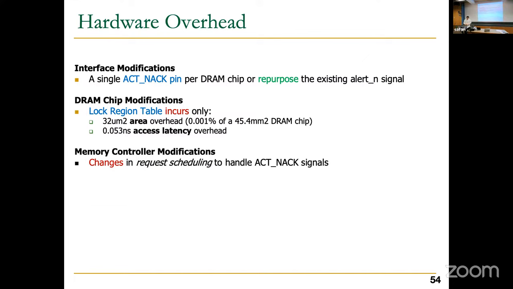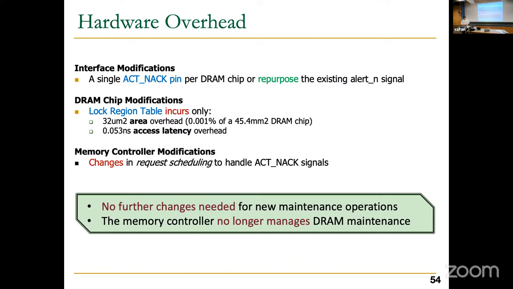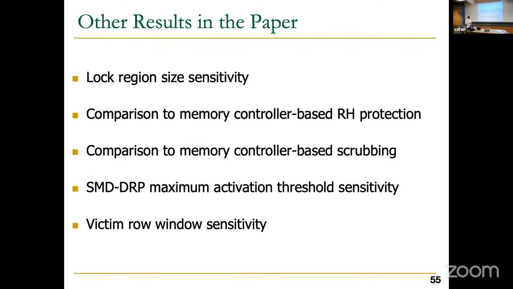And one more thing that's not here, it will also require modifications to the existing scheduling mechanisms we have. FRFCFS, you might apply it, but you have to adapt it a little because now you might need to reschedule your requests. There are no further changes needed for new maintenance operations in the memory controller. So this is good. The manufacturer has to implement them in the chip itself. And the memory controller no longer manages the maintenance operations.